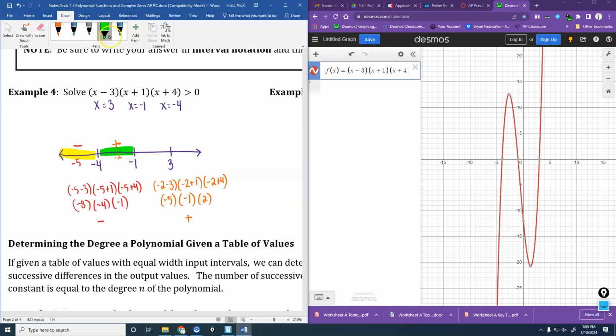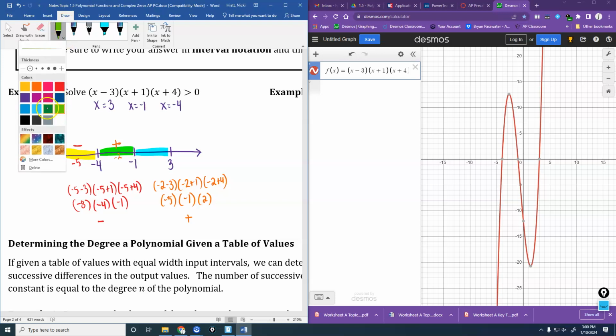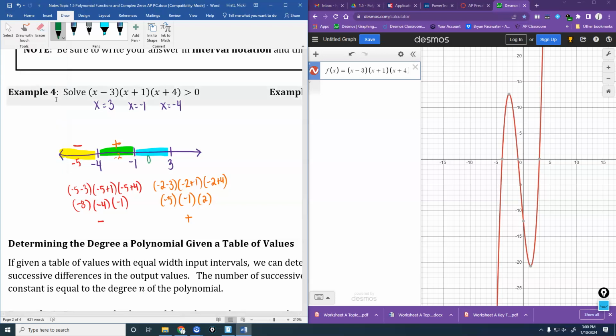We've got two more sections to check. If we look between -1 and 3, I'm going to pick a number here. 0 is the easiest one to pick, but you could use 1 or 2. So you would have 0 minus 3 times 0 plus 1 times 0 plus 4, and that's -3 times +1 times +4. Negative times positive is going to give you a negative answer. So you've got a negative here.